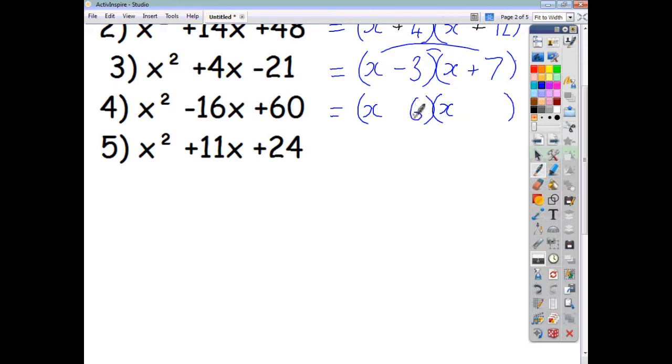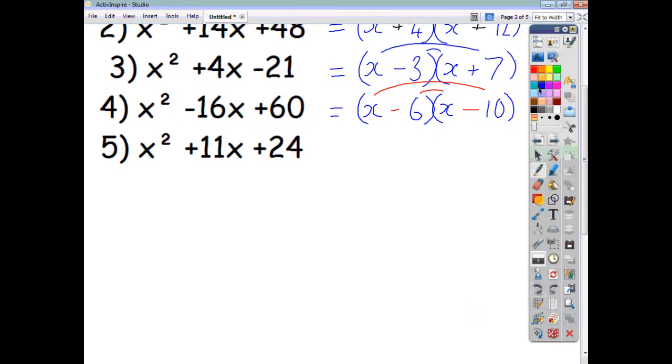Well, 6 and 10 looks good to me because you want to make negative 16x. Now, remember what we said? Positive 60 at the end, so we're expecting either both of these to be negative or both of these to be positive. Now, you want negative 16x. So, the outsides and the insides, you want negative 10x, and then you want negative 6x, because together, if you take away 6x, then take away 10x, you've taken away 16x, all in all.